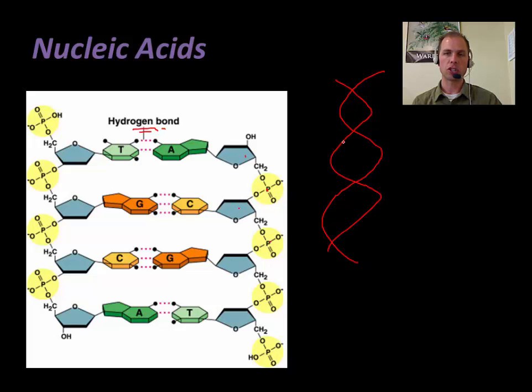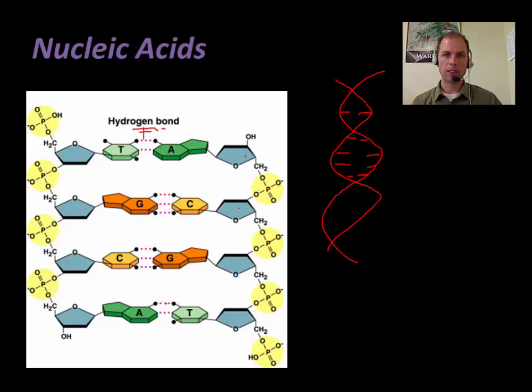Those are negatively charged backbones. But then in the middle, we have bases that connect to one another, like so. And those connecting bases are held together in the middle by hydrogen bonds. Remember what we talked about earlier, our base pair rules: C's with G's, A's with T's.